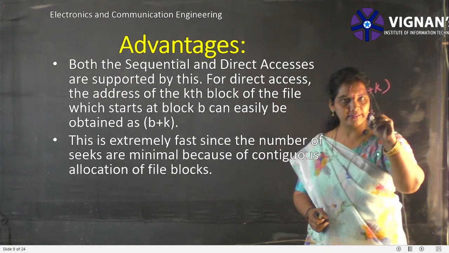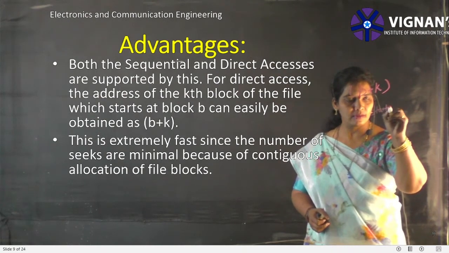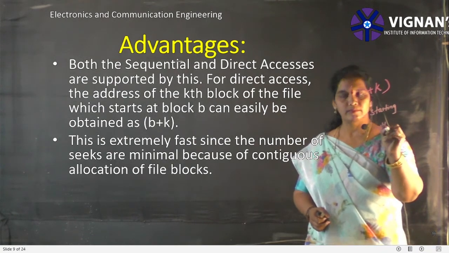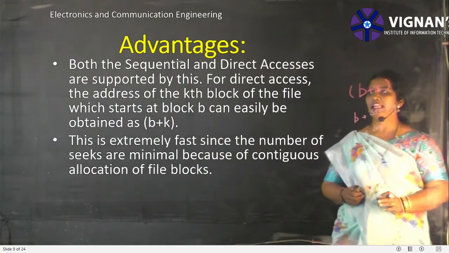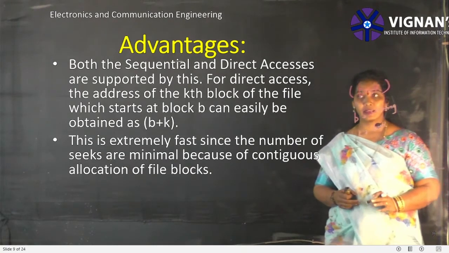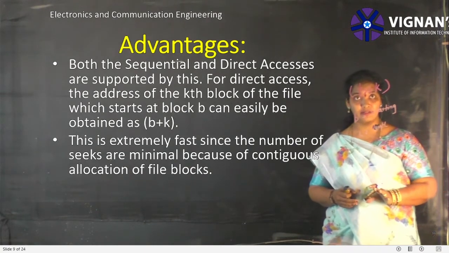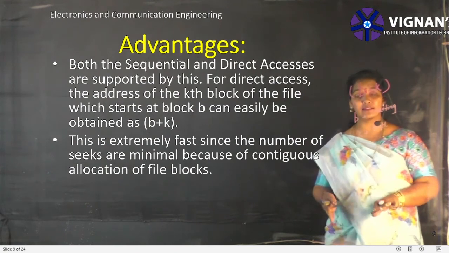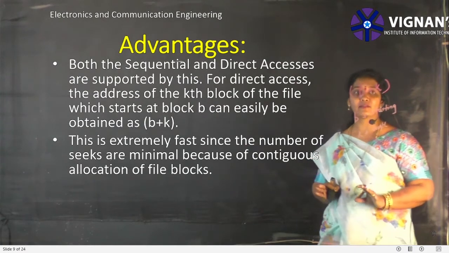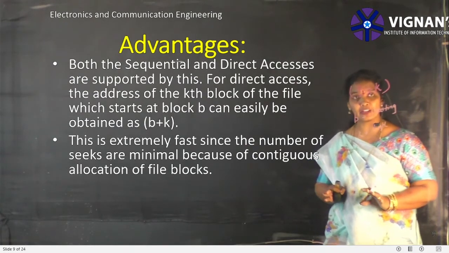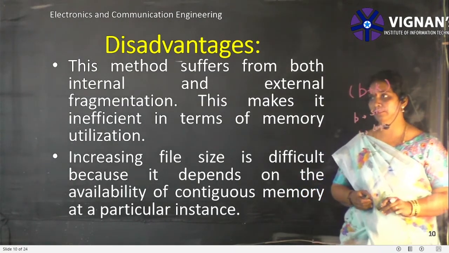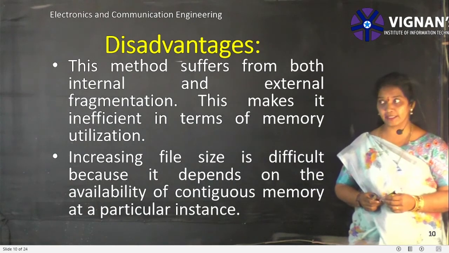This is my starting address and K is the length. This is extremely fast since the number of seeks is minimal because of continuous allocation. And here both direct as well as sequential file accessing methods will be supported by this continuous file allocation. Then what are the disadvantages of this method?